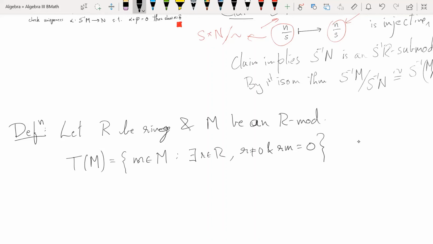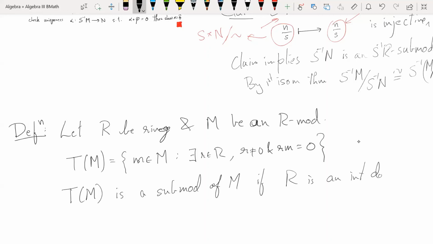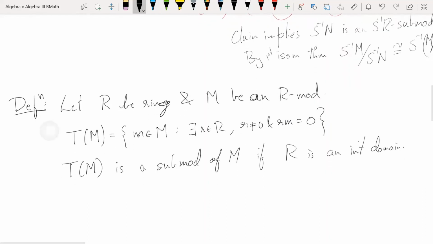So I think maybe this was a homework problem, that Tm is a submodule of M if R is an integral domain. Was this a homework problem? Yes, sir. Okay, so we are already done with this, right? But in general, this need not be a submodule. Was that also a homework problem, that if R is not an integral domain, then this need not be a submodule? Yes, sir. Okay, good. So we are already there.